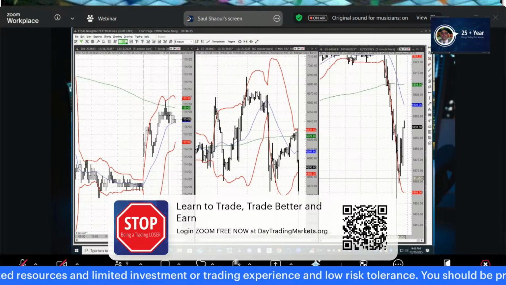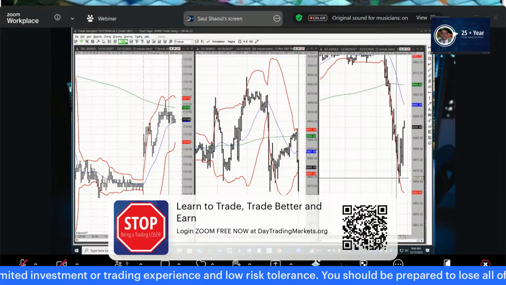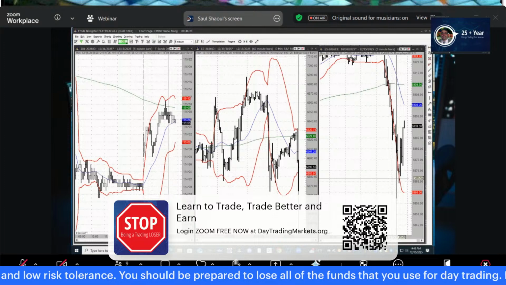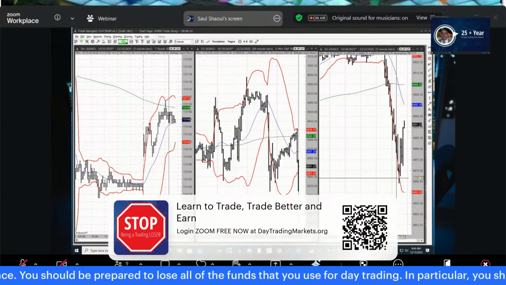And we just missed our entry point by just that much. Probably would have gotten stopped out at some point with a trailing stop or something, but it would have been nice to get the fill down there.